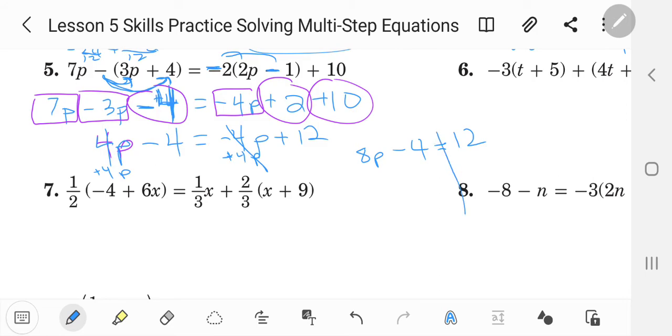And now we have variable on one side, so we're just going to solve. 8p equals 16, divide by 8, divide by 8. So p equals 2. Ooh, that was a tough one.